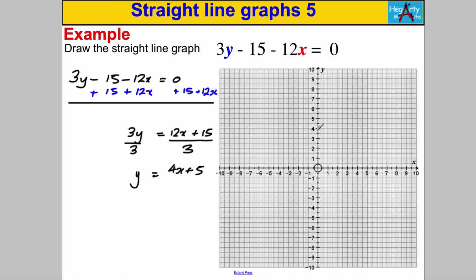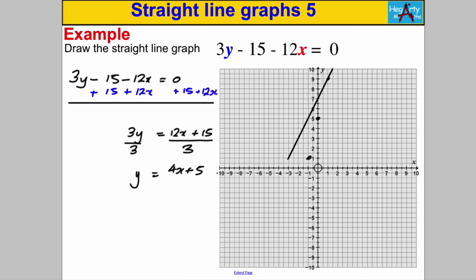This is easy for me to draw because the gradient is 4 and the y-intercept is 5, 0, 5. So I'm going to start at 0, 5. As I go across 1, I go up 4. And similarly to that, the opposite of going across to the right one and up 4 is going to the left one and down 4. So I'm going to do that as well, just to get myself 3 points.